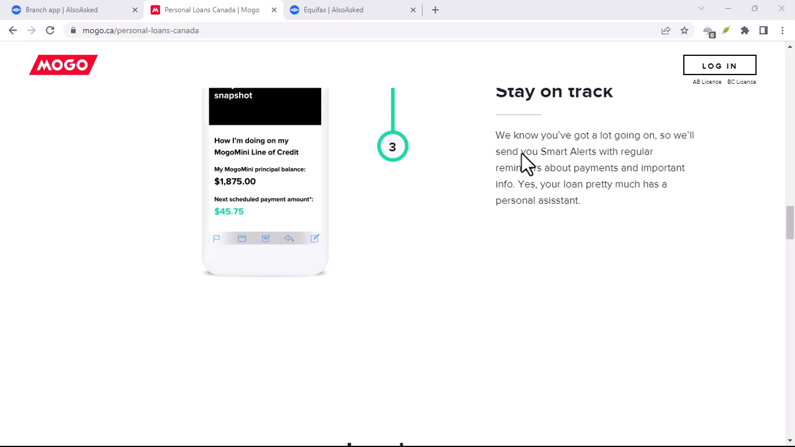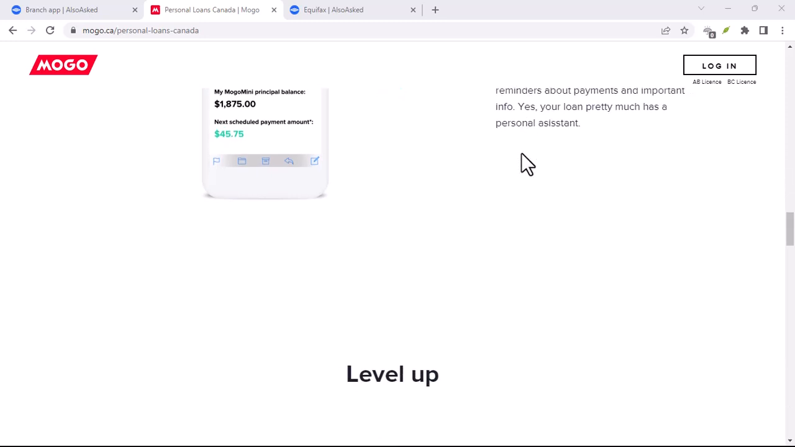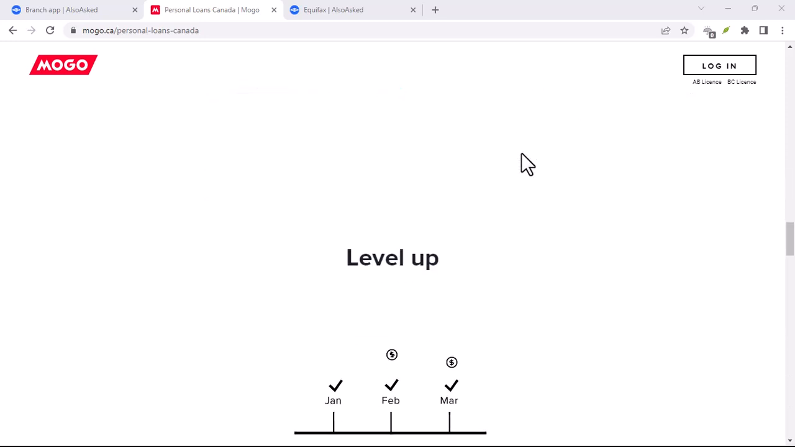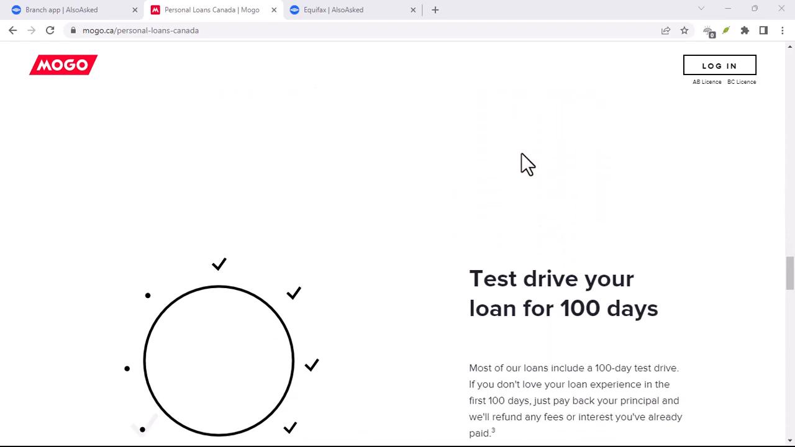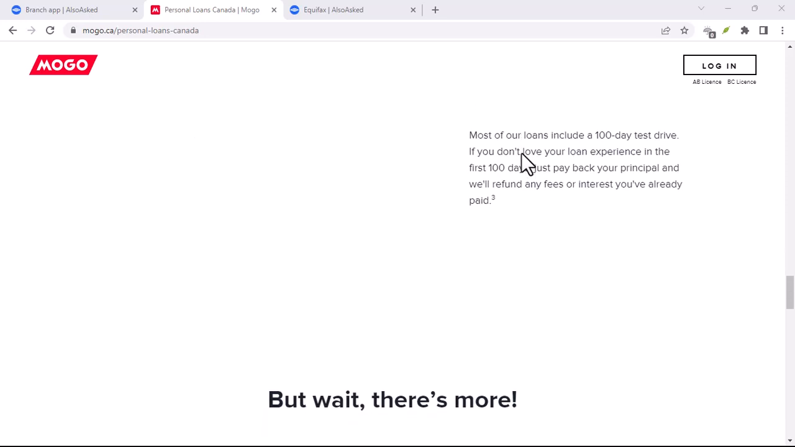Here are a few additional tips for applying for a loan with Mogo. Make sure you have a good credit score. A higher credit score will make it easier to get approved for a loan and get a better interest rate.